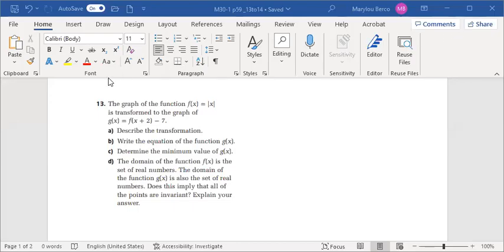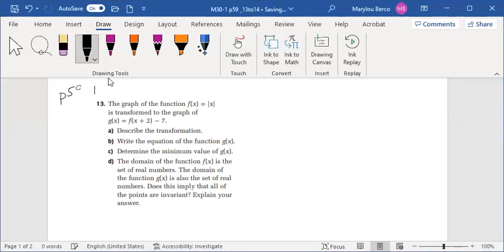Okay, practice test continued. Number 13. The graph of the function f of x equals the absolute value of x is transformed to the graph of g of x equals f of x plus 2 minus 7. Describe the transformation. Okay, well, we have to describe it in words.